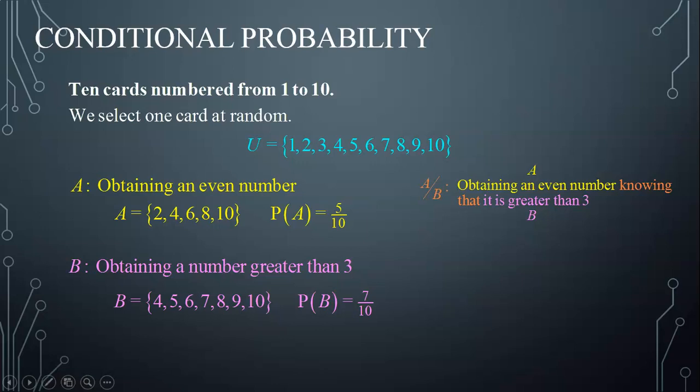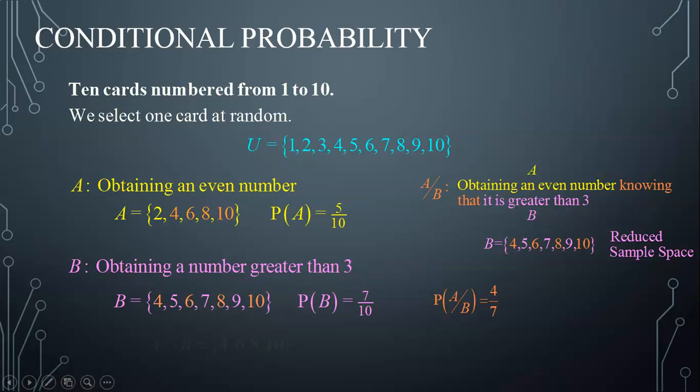And since B is definitely realized, we are now looking at B as a reduced sample space. And we look for the numbers that are even only in B. Then the probability of A given B is 4 out of 7, as 4 of the 7 outcomes in B are even. This is a conditional probability, as it is found based on a reduced sample space defined by a given condition that B is definitely realized.